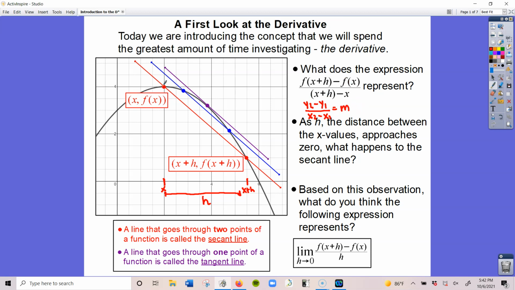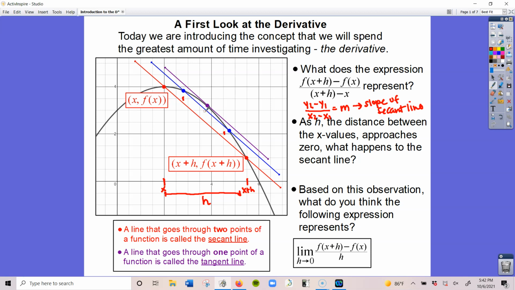Particularly because we're talking about these 2 points that are on the secant line, this represents the slope of the secant line. Now for this follow-up question, as h, the distance between the x values, approaches 0, what happens to the secant line? So this blue line is just so you can see that I am reducing the value of h, because now the distance between them is much shorter than the distance here.